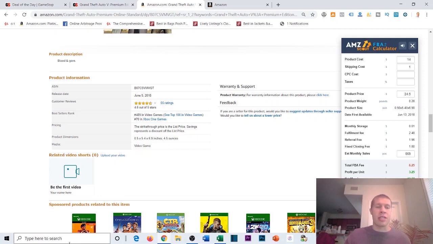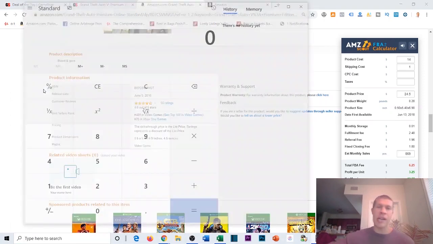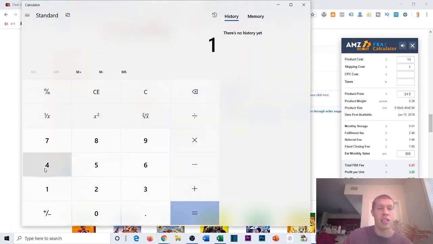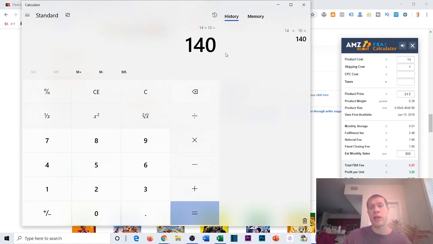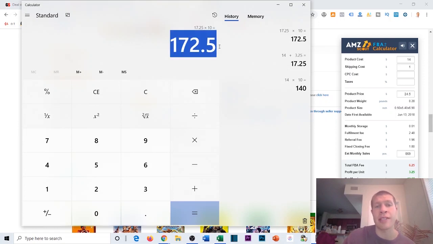So let's run some numbers just to have some fun, because I always like to run some numbers and use my calculator. It makes it a little bit of fun. So if we spend $14, right, per product, and we buy 10 of these, right? That's 140 bucks that we're going to spend. So we're spending $140. How much are we getting back from that, right? So if we spend $140, we're going to get our $14 back, right? Plus $3.25 profit per unit. So $14 plus $3.25 equals $17.25 times 10. So we're turning 140 bucks into $172.50, probably in like 10 days.